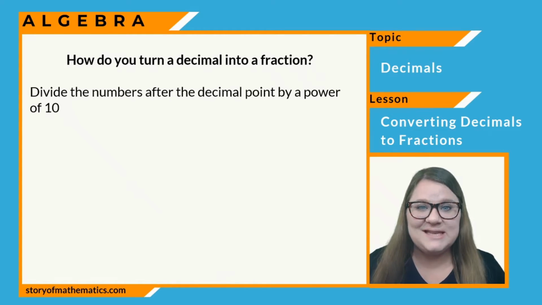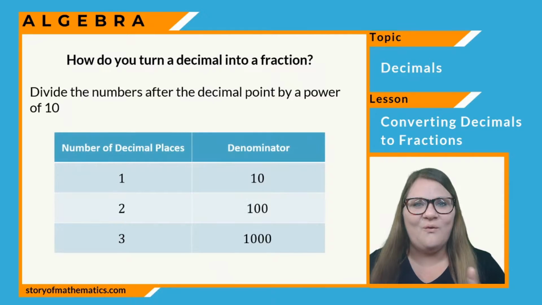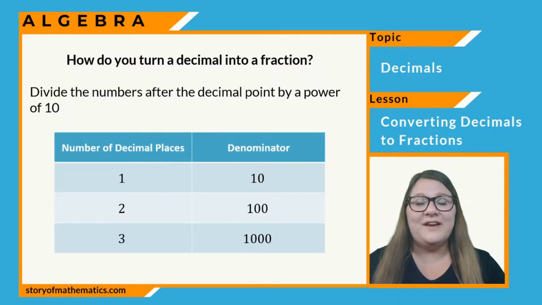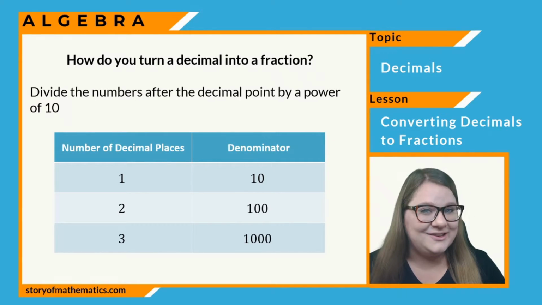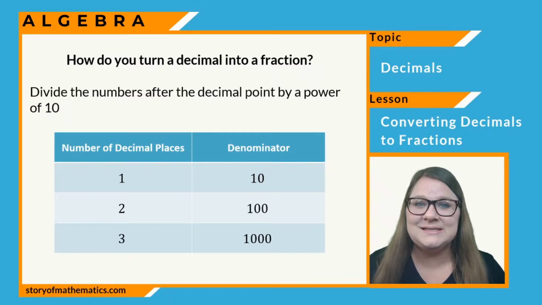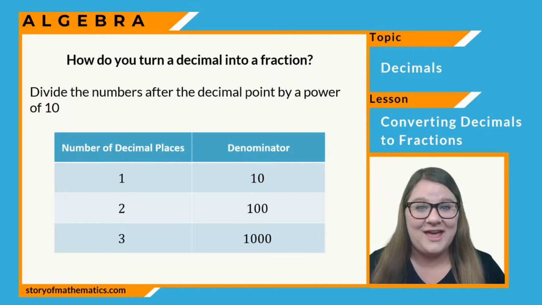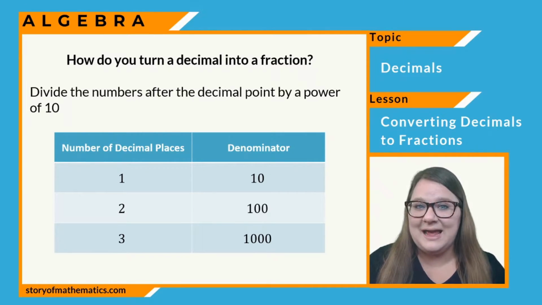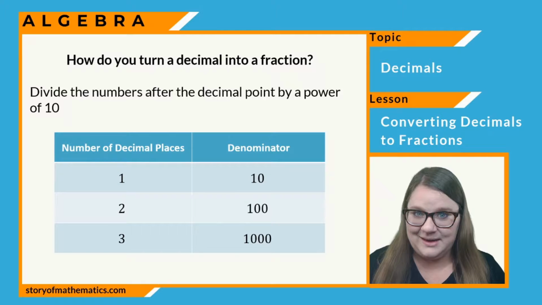Now, that might sound confusing, but it's not as bad as it sounds, because if I have one decimal place, really I'm just dividing by 10. If I have two decimal places, I'm dividing by 100, and 3 decimal places means I'm dividing by 1,000. Notice that the number of decimal places aligns with how many zeros I have in my new denominator.